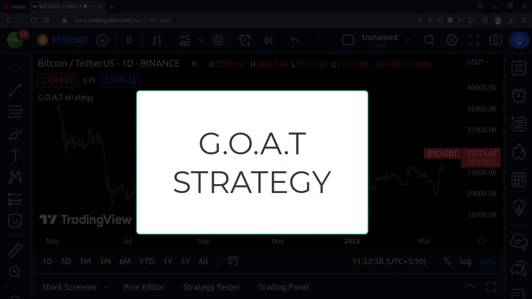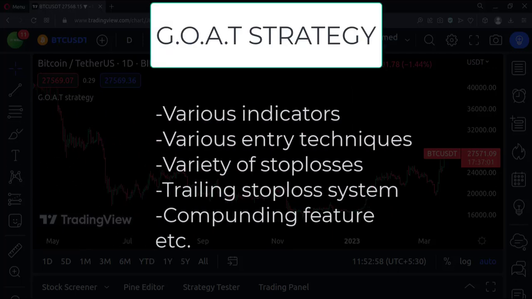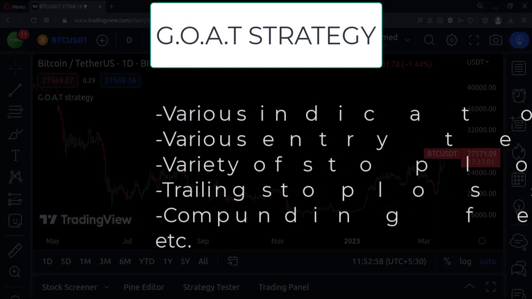This strategy includes various general purpose indicators, which you can customize and modify as you need. I have tried to make this product as modularized and customizable as possible. In this strategy, we can have various indicators, various entry techniques and various stop-loss mechanisms, trailing stop-loss system, compounding feature, etc. So without wasting much time, let's see the actual product.